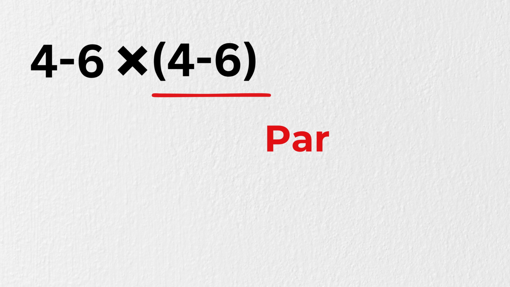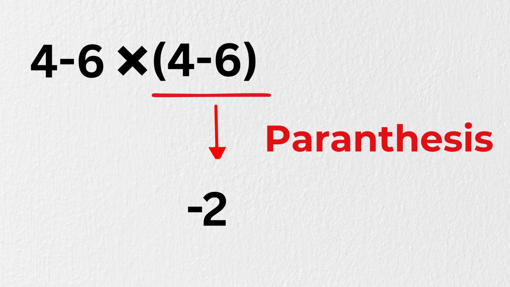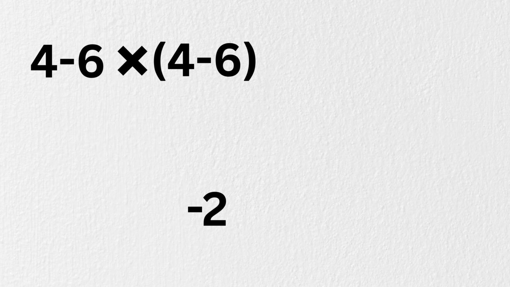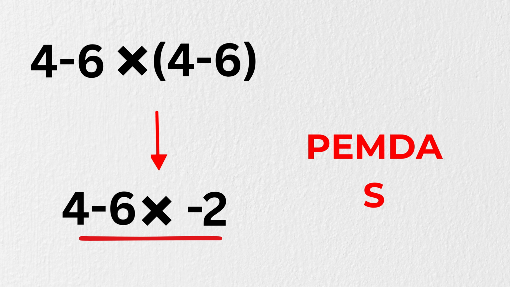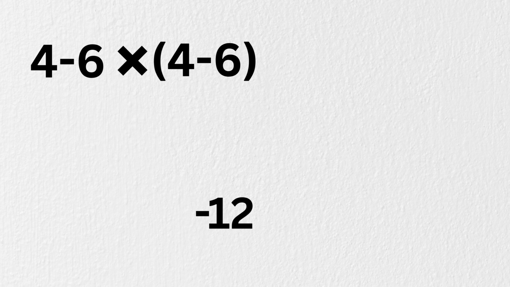First, we handle the parentheses. 4 minus 6 equals minus 2. So now the expression becomes 4 minus 6 times minus 2. According to PEMDAS, multiplication comes before subtraction. So we do 6 times minus 2 equals minus 12.